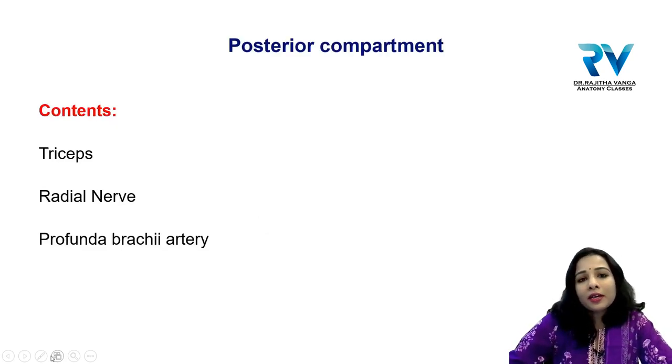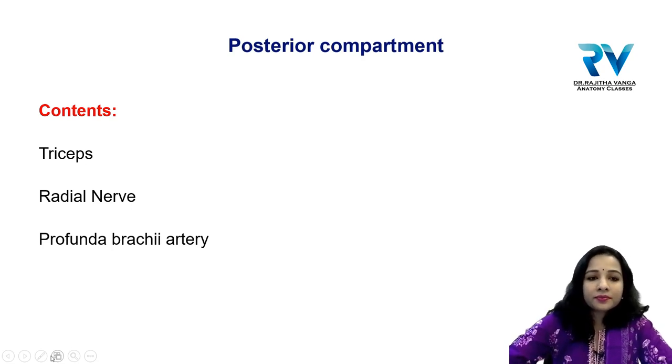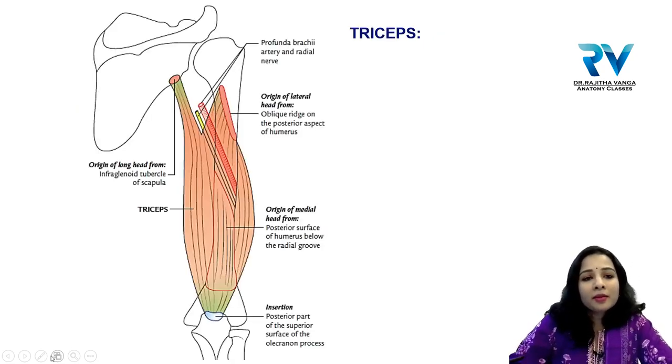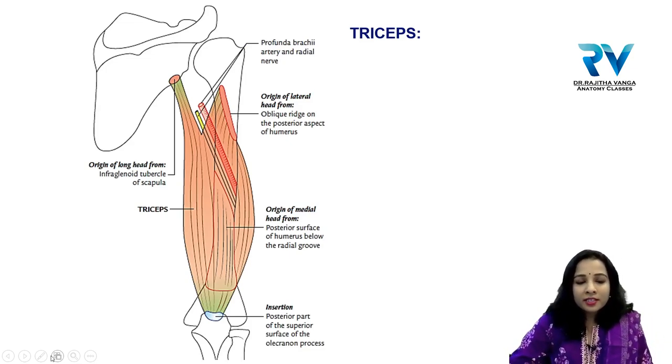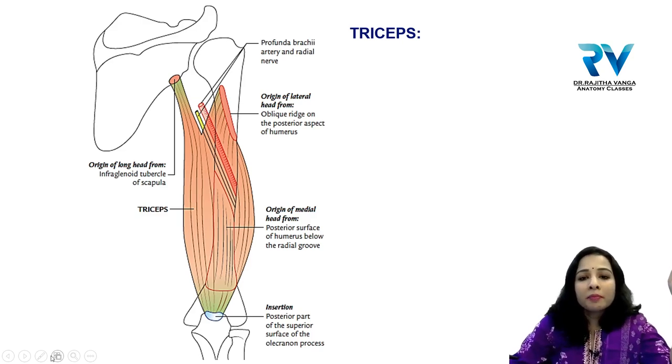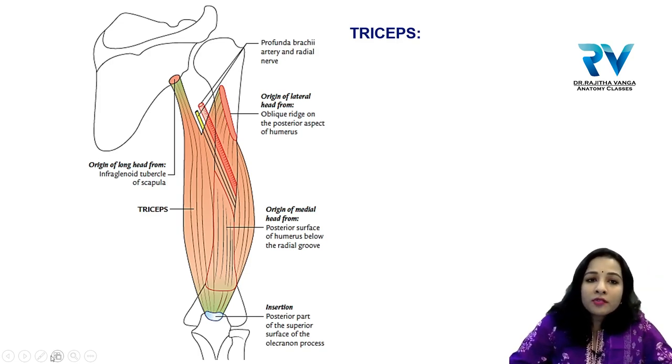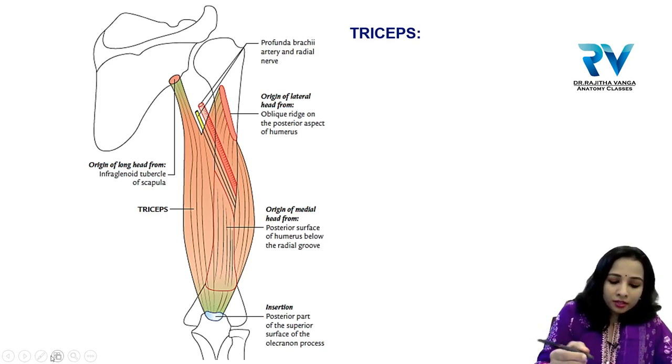So the posterior compartment or back of arm contains triceps along with anconeus, radial nerve and profunda brachial artery. Here is the image for us to understand the attachments of triceps. The triceps forms the main bulk of the posterior compartment. The long head of triceps gains its origin from the infraglenoid tubercle.